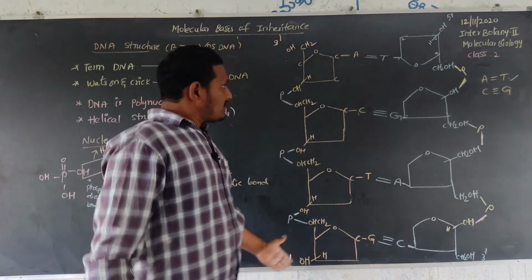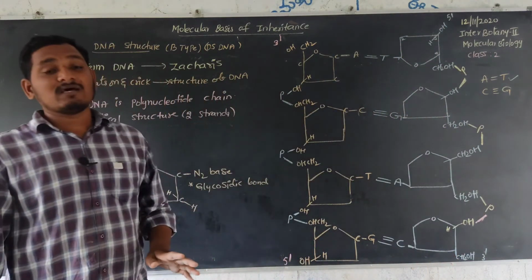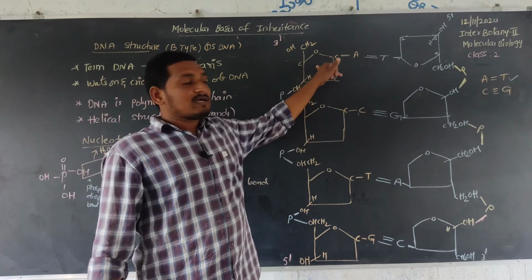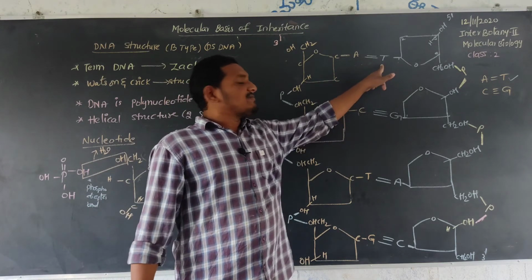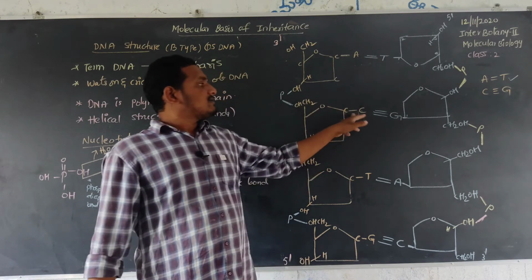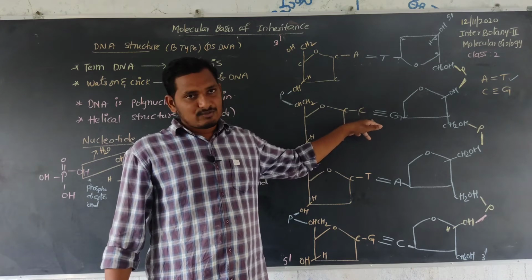Third prime to fifth prime and fifth prime to third prime. Both are anti-parallel in direction. So the pentose sugar connects with the nitrogen base, and adenine always binds with thymine by double hydrogen bonds. Next, cytosine always binds with guanine with the help of triple hydrogen bonds.